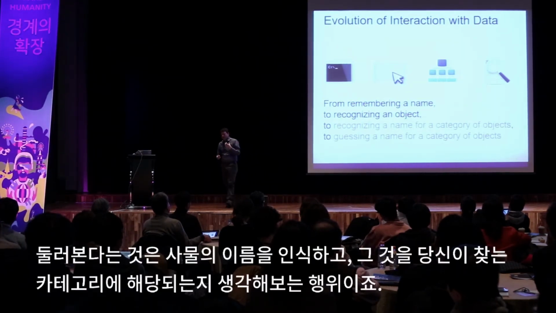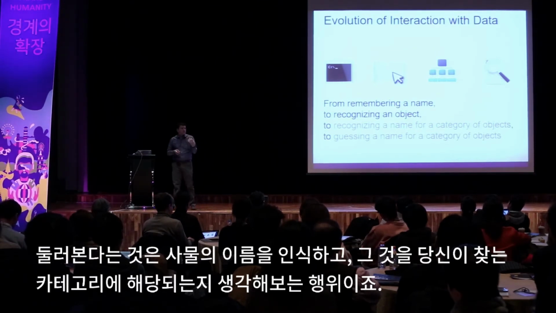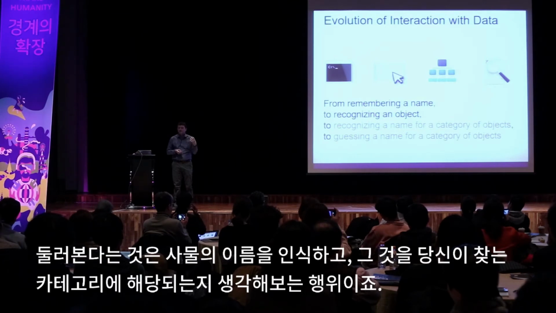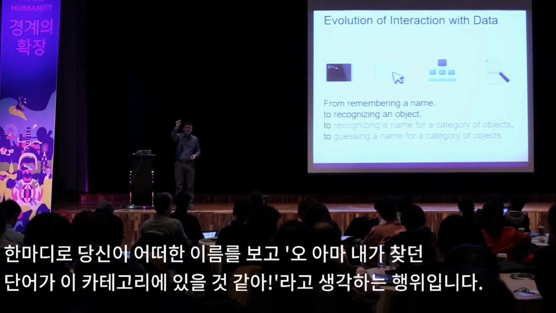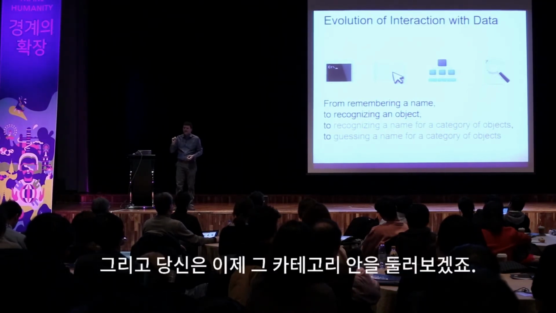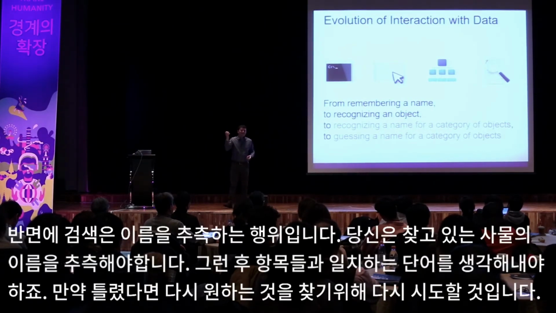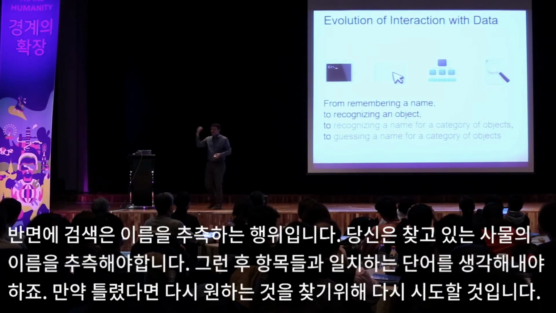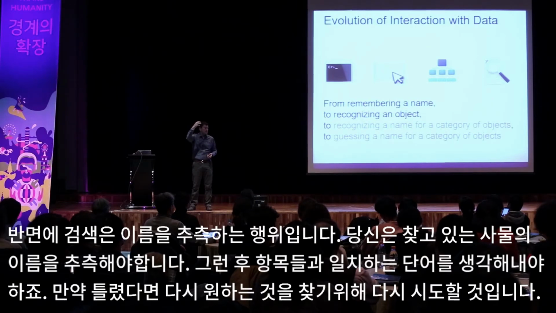And browsing is the act of recognizing a name and thinking that it probably applies to the category of object that you're looking for, right? So you see a word and you think, oh, that word is probably the right one for the thing that I'm looking for. And you browse onto that, right? Searching, on the other hand, is actually guessing the name, right? You have to guess a name and think, well, what am I looking for? And can I guess a word that will correspond to that, such that if I issue this search, I'm probably going to get back the thing that I want.